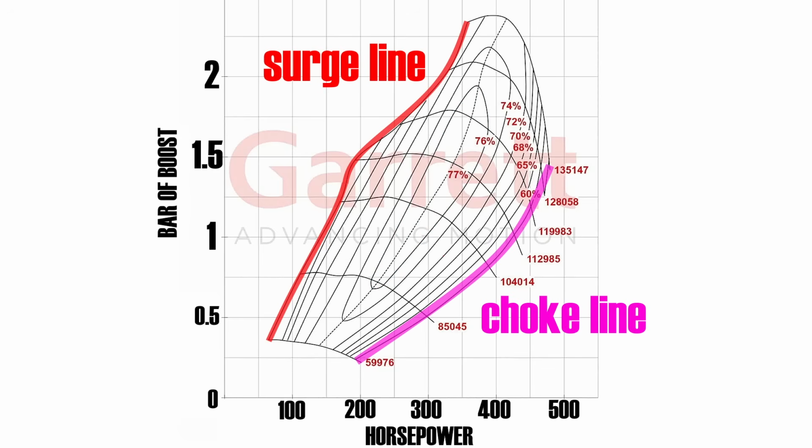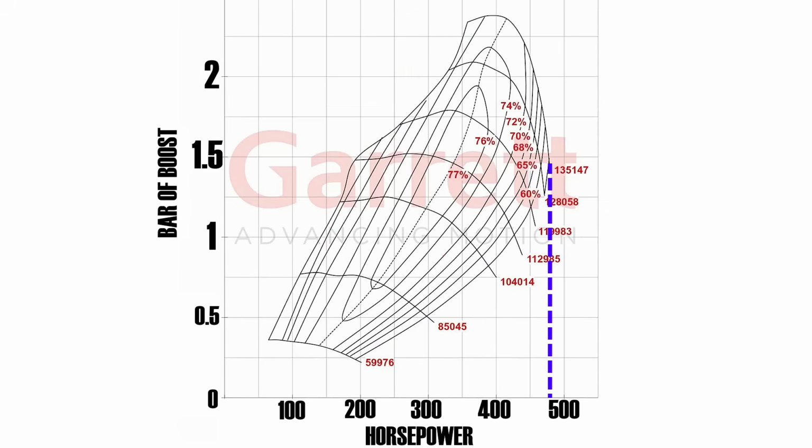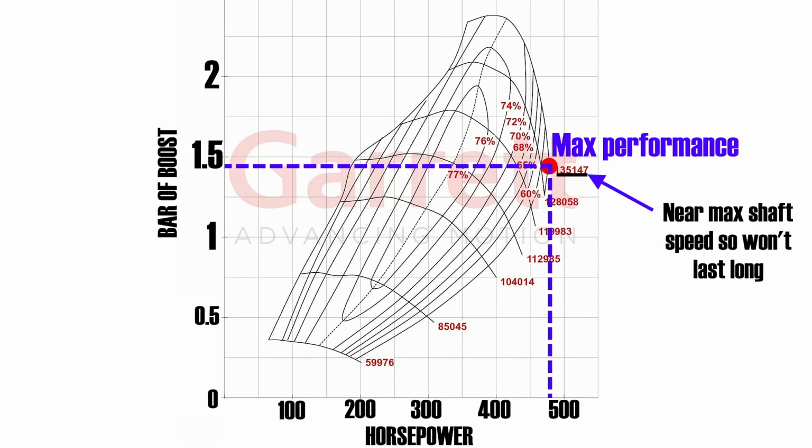So with our hacks, we can see right off the bat that this is a turbo suitable for a maximum of up to about 480 horsepower at close to 1.5 bar of boost. But this is very close to the choke line, and the turbo will struggle to live a long and happy life here because, as we can see, this is very near the shaft speed limit, which will lead to premature failure. If you want to make more than 400 horsepower, this is not the turbo for you.